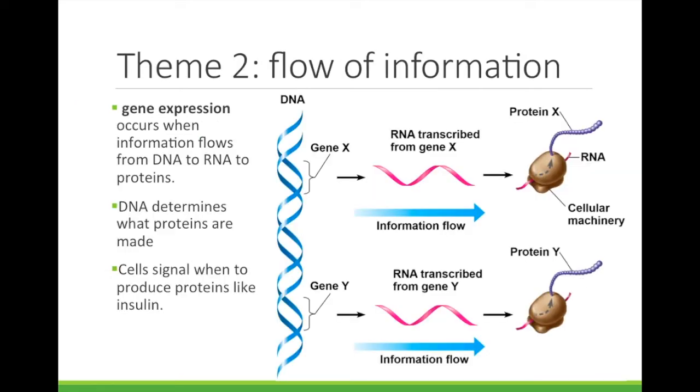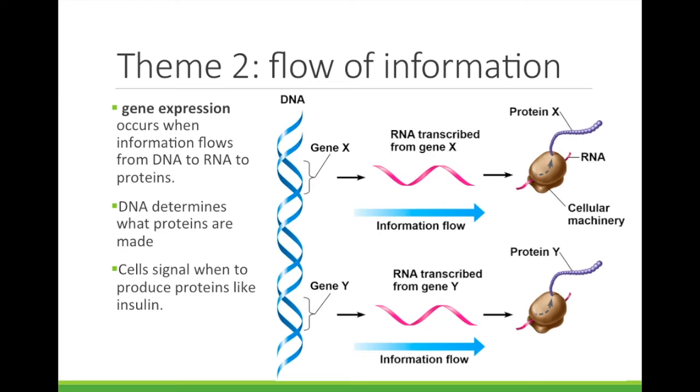Theme 2 is the flow of information. Your body depends on a constant stream of information. The way your body works depends on the proteins it is making. In order to take sugar into your cells, you need insulin. Without it, you would not get the energy you need.